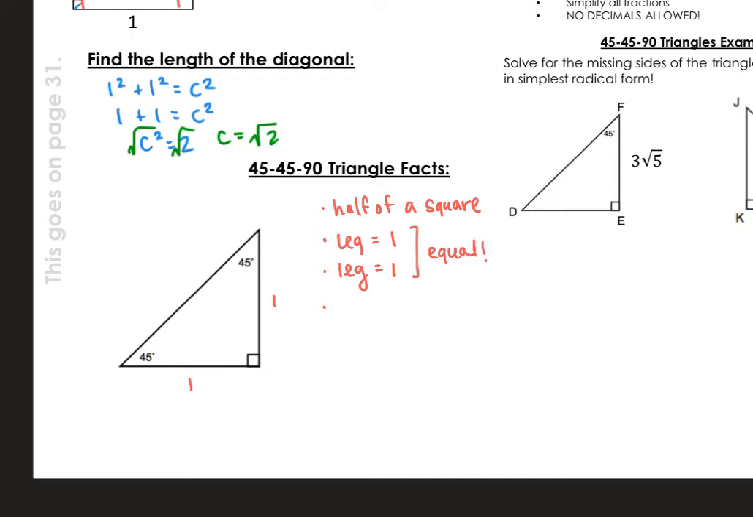In addition, we have the hypotenuse, which is equal to the square root of 2. So the hypotenuse, we're going to highlight in yellow. And then we have our legs. Since they're the same color, I'm going to highlight them in blue.